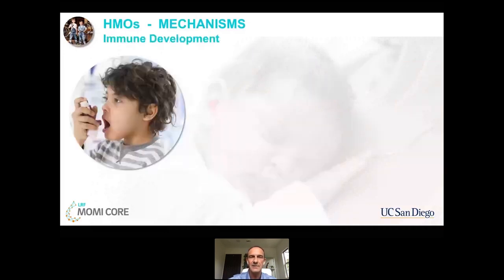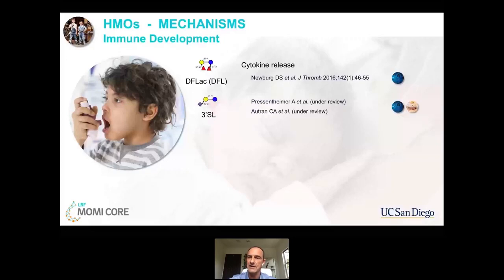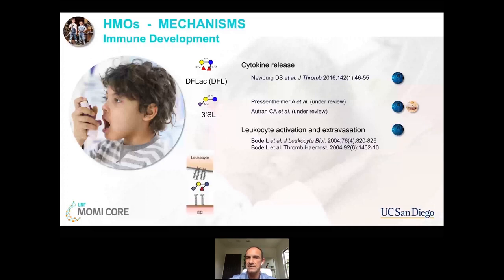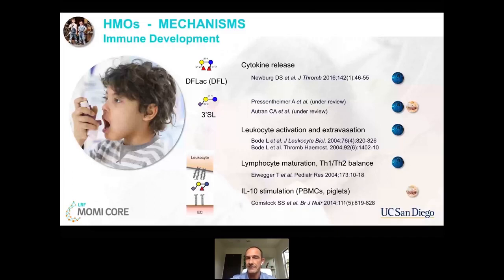And we actually see that. So if we look at specific oligosaccharides, they are correlating with cytokine releases. We see for 3SL that there's a very strong effect on chronic macrophage inflammation. We've done a lot of work on leukocyte activation and extravasation and found specific oligosaccharides working on that. There is work on TH1, TH2 balance. And then Dr. Donovan has done some very nice studies there in piglets looking at cytokine releases and other cell types and immune markers.